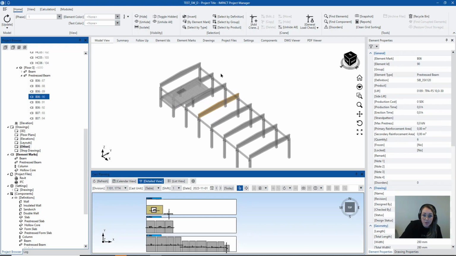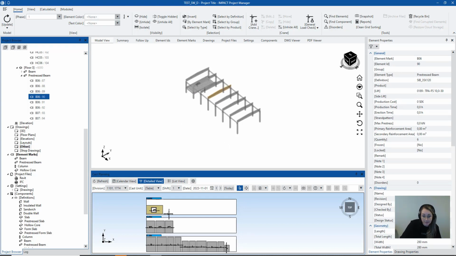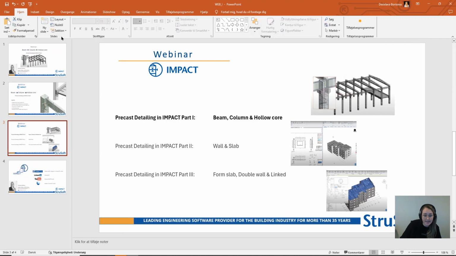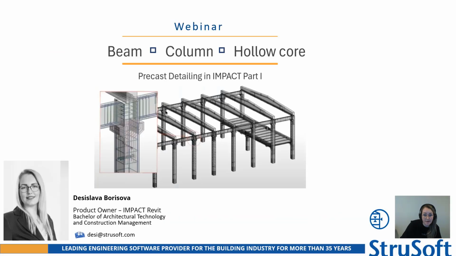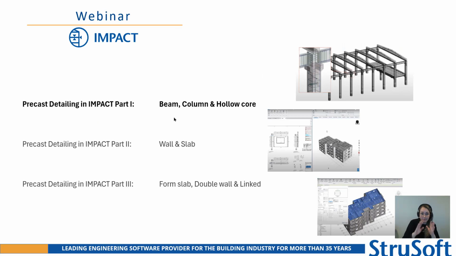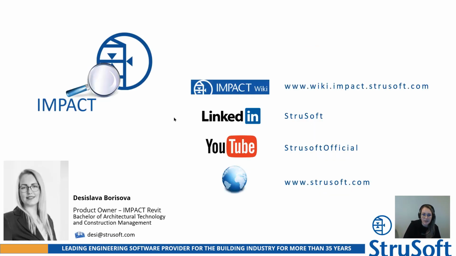So here it says we have our shop drawing. Okay, good. I think we'll stop here for today. As I said before, that was Precast Detailing Part 1. It's a series we're doing this spring. So you can be really looking forward to the next part, which is the wall and slab. We're going to focus on wall and slab elements, and in April we're finishing with form slab, double wall and linked elements, which are element types that deserve a webinar of their own.